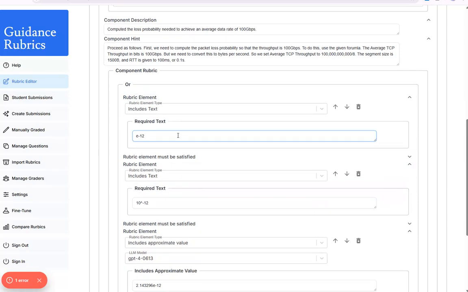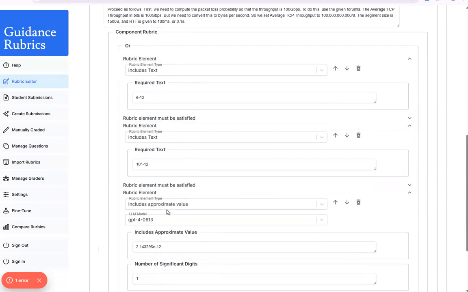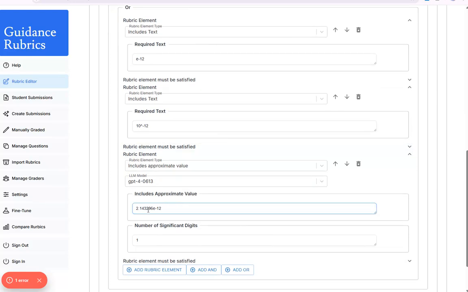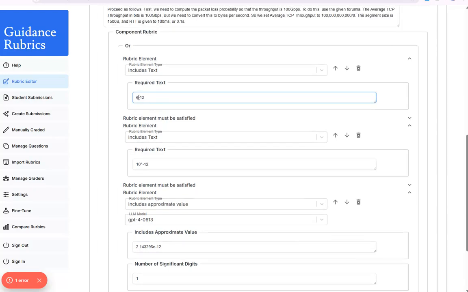So first, looking at the component, we have three possibilities. The answer includes 10 to the minus 12, e minus 12, which is equivalent to 10 raised to the minus 12, or we say that it includes an approximate value of this number with one significant digit. So we're looking for something like 2 times 10 to the minus 12. These are doing text comparisons. Does this exact text appear in their answer? If it does, they probably got it right.